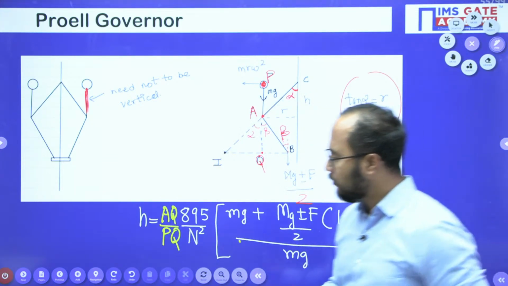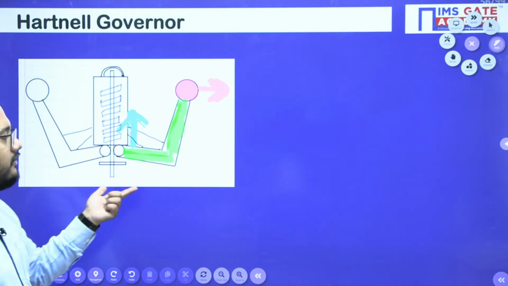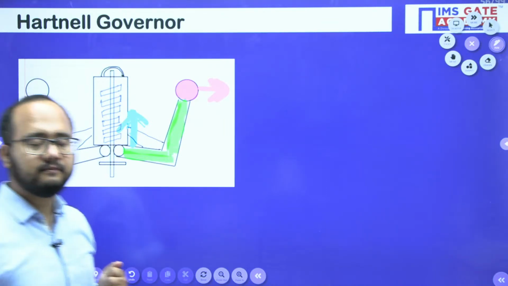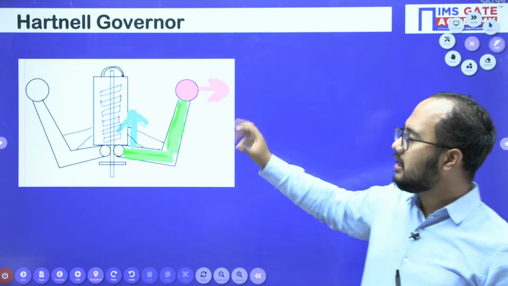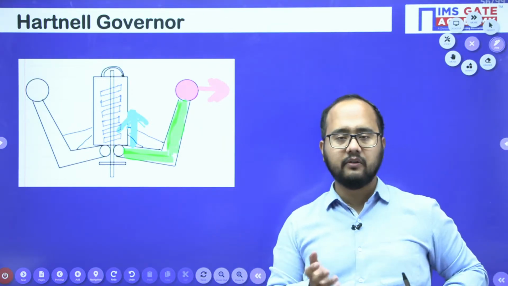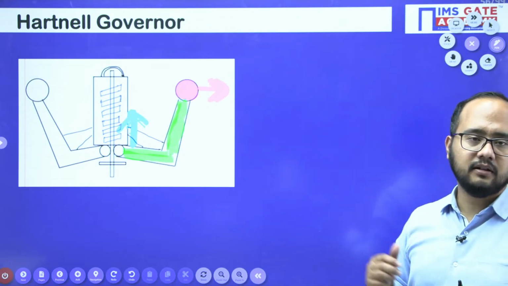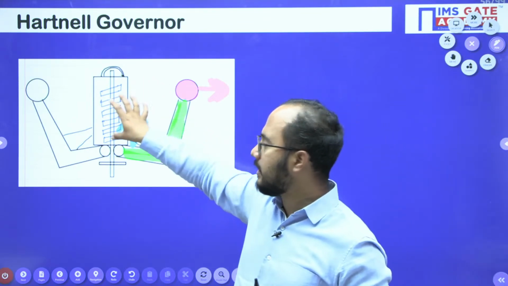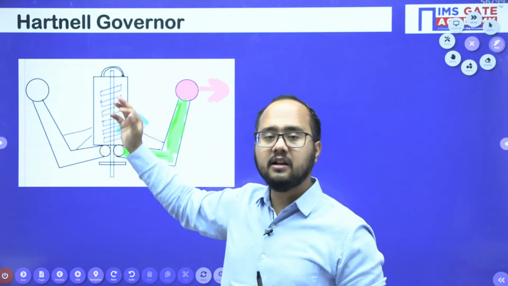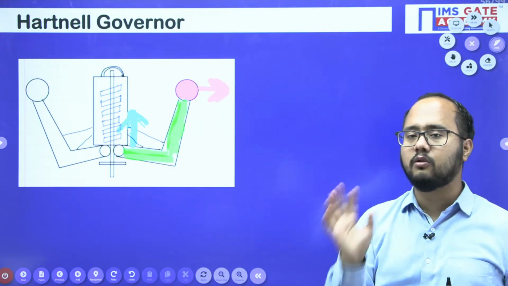Okay. Now see further. Hartnell governor. In the Hartnell governor, what is the difference? It is the spring-loaded governor. Earlier, whatever governors we have discussed, those governors are dead weight. Now in this case, the spring is there. Spring controlled governor is there. Hartnell is one of the spring controlled governors.